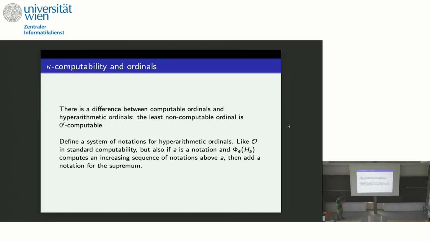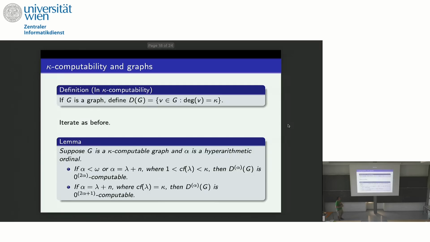We developed this system of notations. It works nicely. You've got Spector's theorem about the jump. The degree of the jump does not depend on the notation. It looks like what happens with normal computability theory.